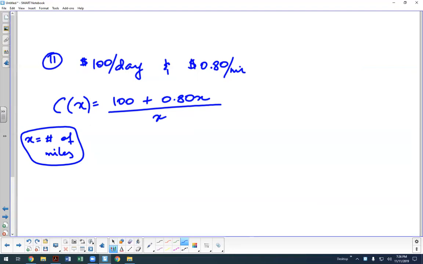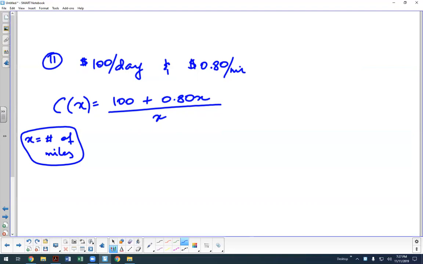Will it get really expensive? Yeah. Actually, you'll get a better deal the more you drive. The less you drive, the more expensive this rental will be. The more you drive, you will actually average out. That $100 will get spread out more evenly.